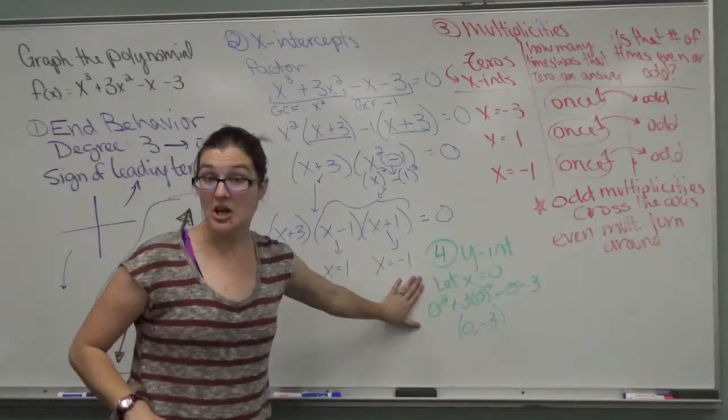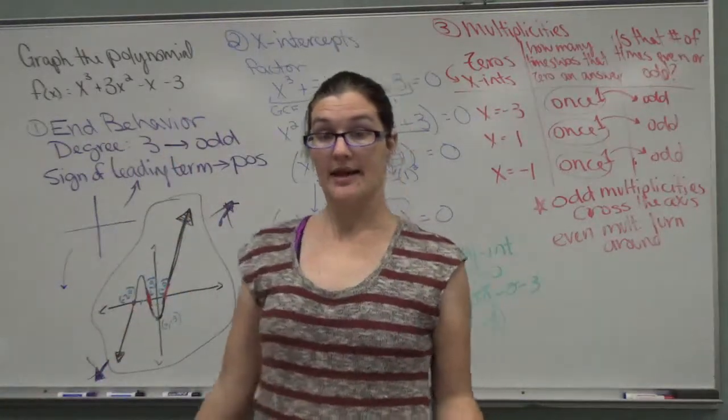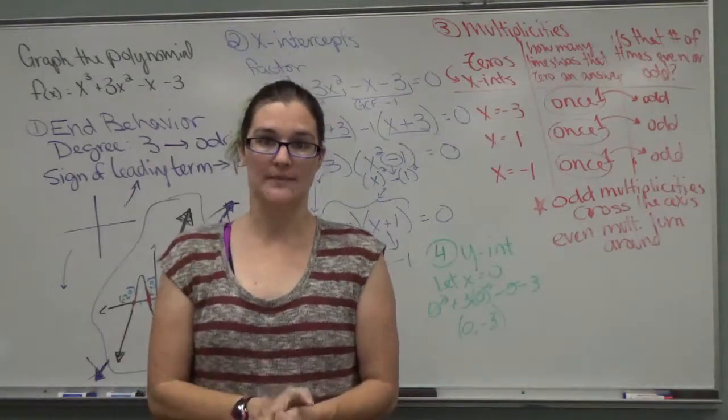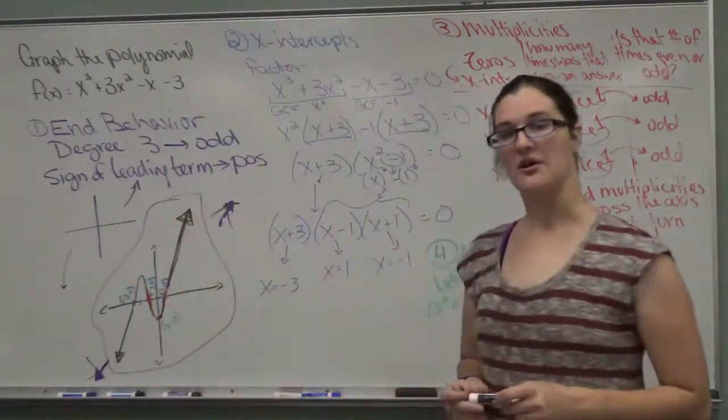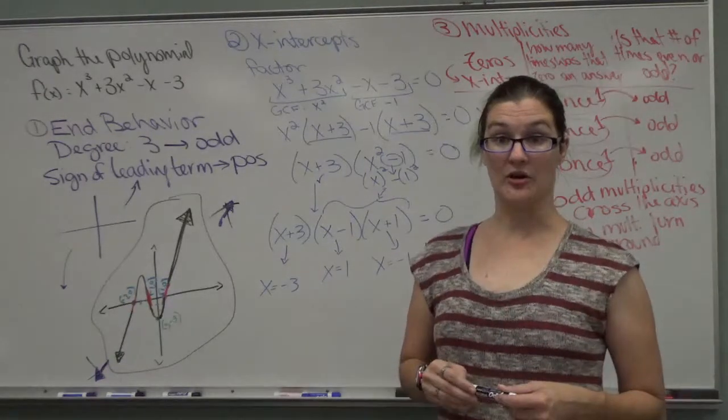What else do we need to know? Let me get at least one other point off of the x-axis. Give me where it crosses the y-axis, because that's not a hard number to find. And then put all of that information on the graph. Okay. So how to graph polynomials of higher degrees.